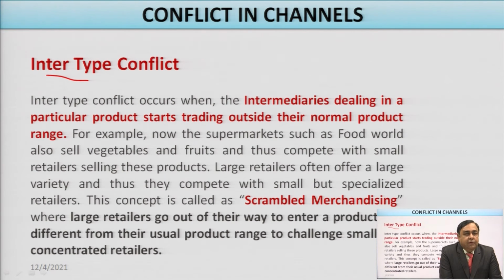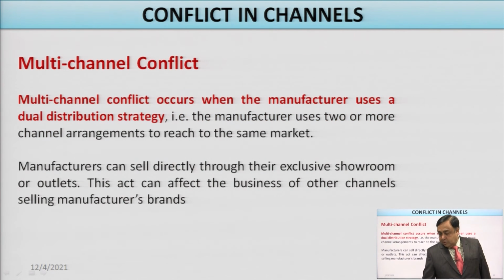For example, now the supermarkets such as Food World also sell vegetables and fruits, and thus compete with the small retailers selling those products. Large retailers often offer a large variety, and thus they compete with the small and specialized variety, which we are calling scrambled merchandising, where the large retailers go out of their way to enter a product line which is absolutely different from the usual product range to challenge the small and concentrated retailers.